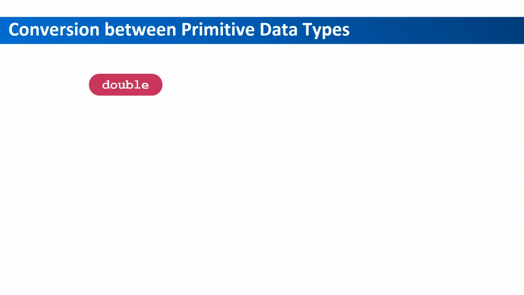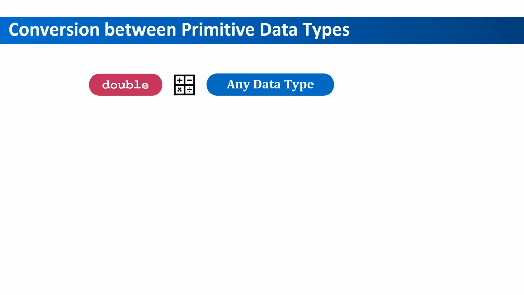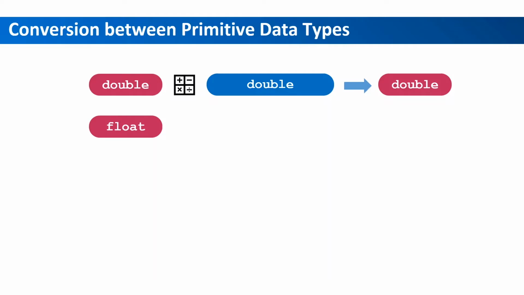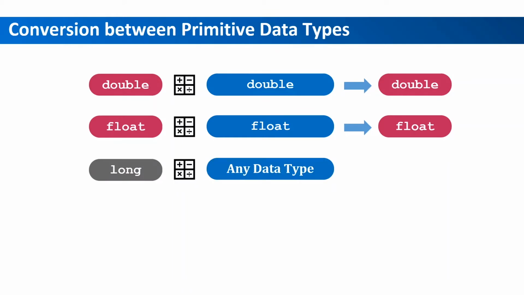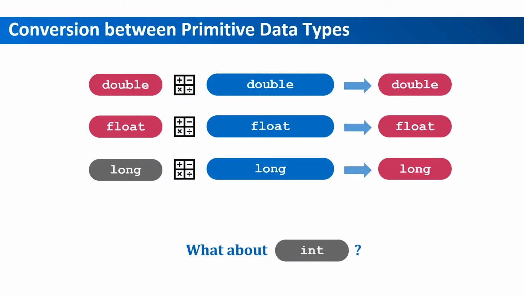In general, if you have a mathematical expression that has a double with any other data type, the other data type will be upgraded to the double, and then the operation will execute and result in a double. Similarly, if you have a mathematical expression that involves a float with any other data type, except double of course, the other data type will be upgraded to be float. The operation will execute and the result will be float. And so on. The same thing will work for long. Then what about int? Int is the same, but in a more interesting way.